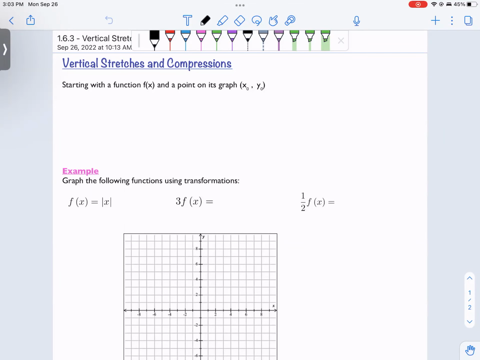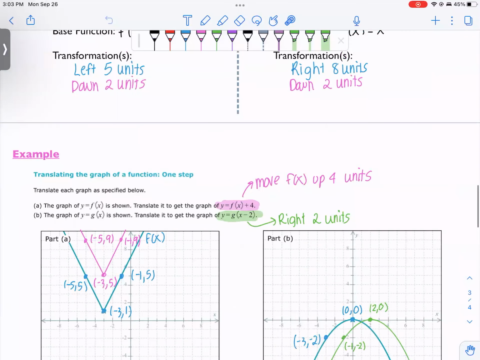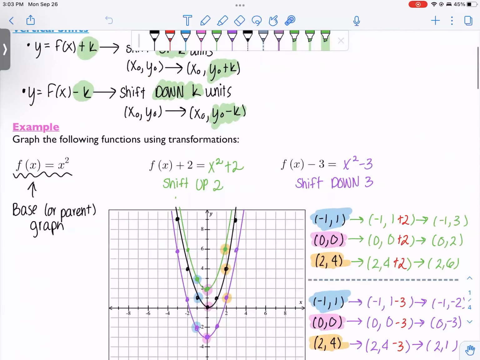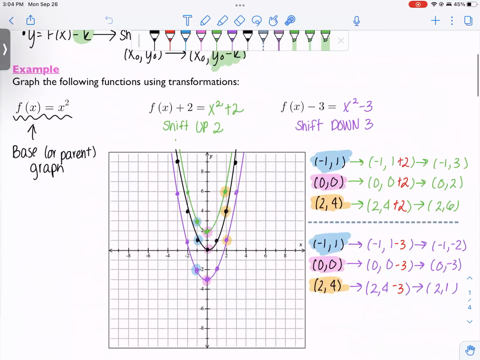Vertical stretches and compressions. So we've talked about shifting left, right, up, down. Quick reminder here. Previous video, vertical shifts, that's going to be adding or subtracting on the outside of the function. It's exactly what you think it would be. Plus is up, minus is down.